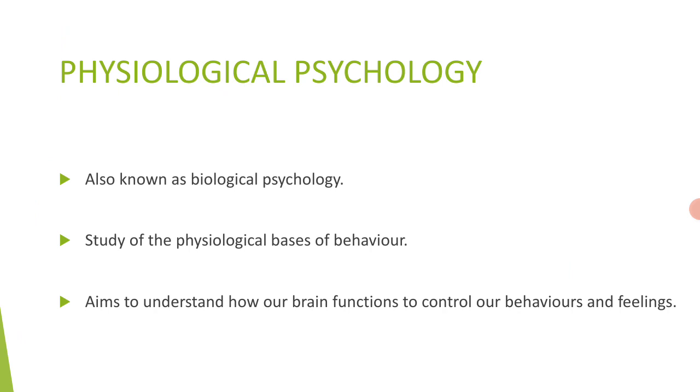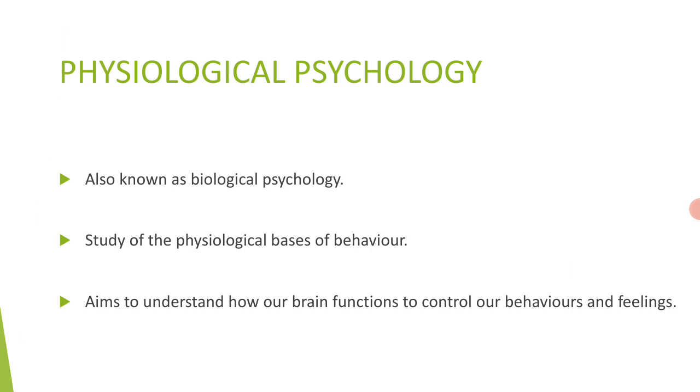So before going into the topic, let's see what physiological psychology means. It is also known as biological psychology or biopsychology, and it's the study of the physiological basis of behavior. When we say physiological basis, the basis is our brain, and we will study how our brain processes affect our behavior and feelings. So this is the third point, which says that it aims to understand how our brain functions to control our behaviors and feelings.